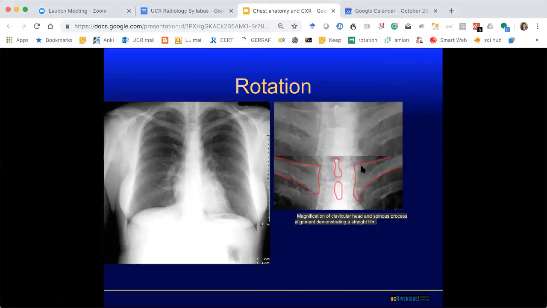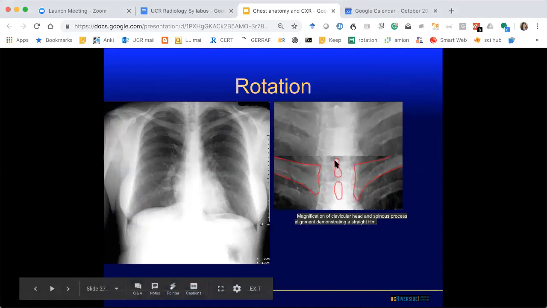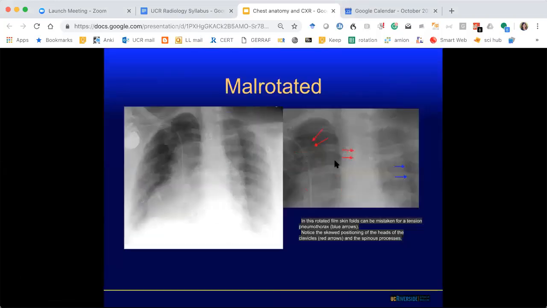The other thing we assess is rotation. Typically, this is more of an issue when patients get a portable radiograph because patients aren't able to turn or be appropriately positioned, but patients should be as much as possible frontal facing. And one way to assess that is to look at the spinous processes. If they are midline along the vertebral column, then you know it's a good frontal radiograph.